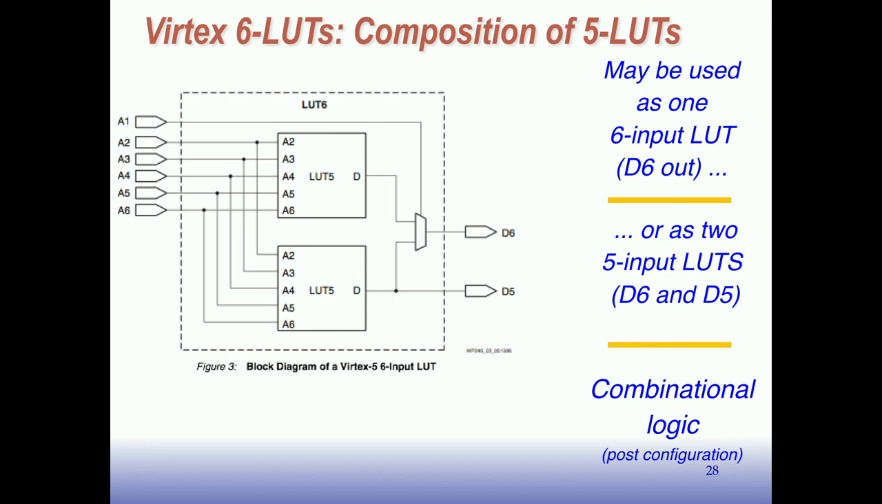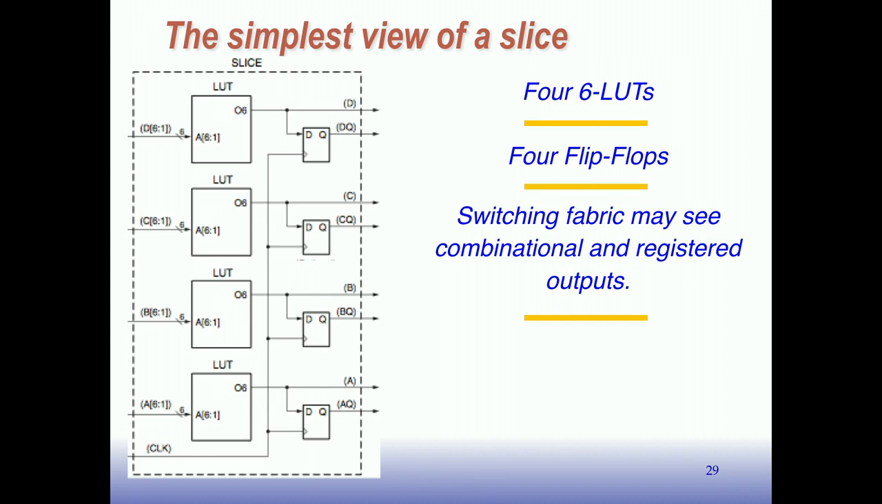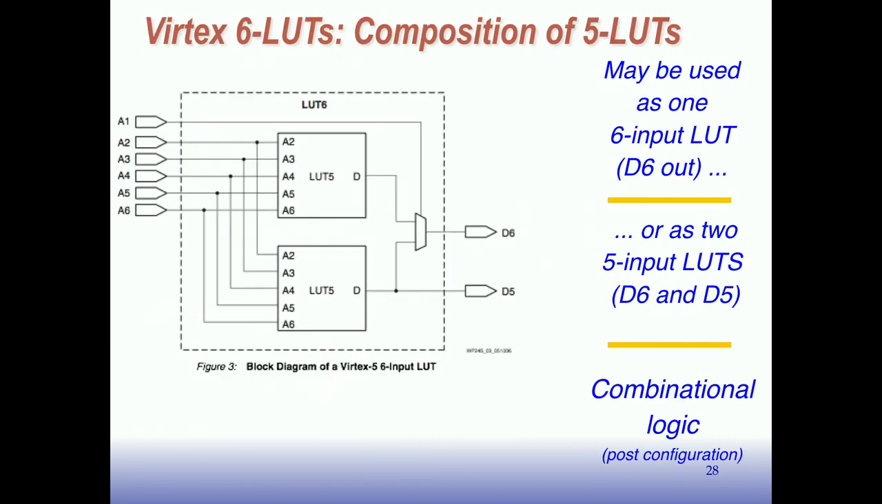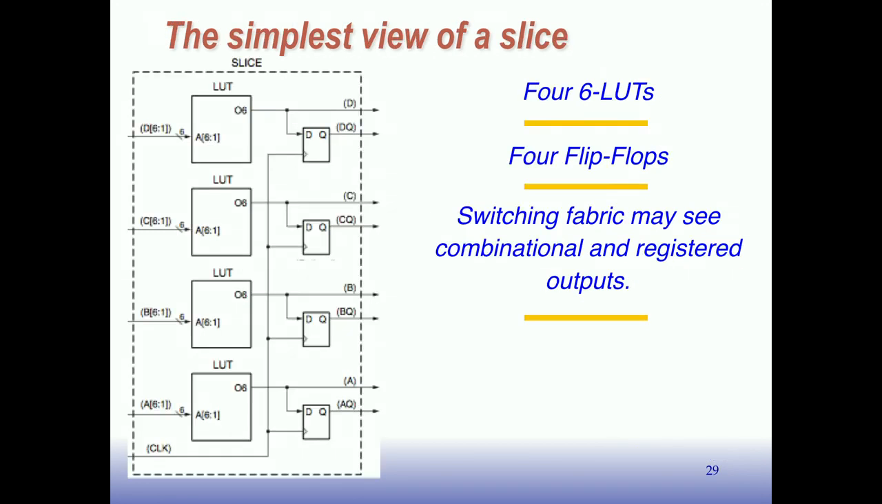So if you want to go from 5-LUT to 6-LUT, you're going to go from 32 latches in here, 32 latches in here, extra multiplexer, extra input, and now you get a 6-LUT. So this is a level of programmability that's available on these devices. If you have functions that are better mapped as a 6-LUT, then you can map it as a 6-LUT.